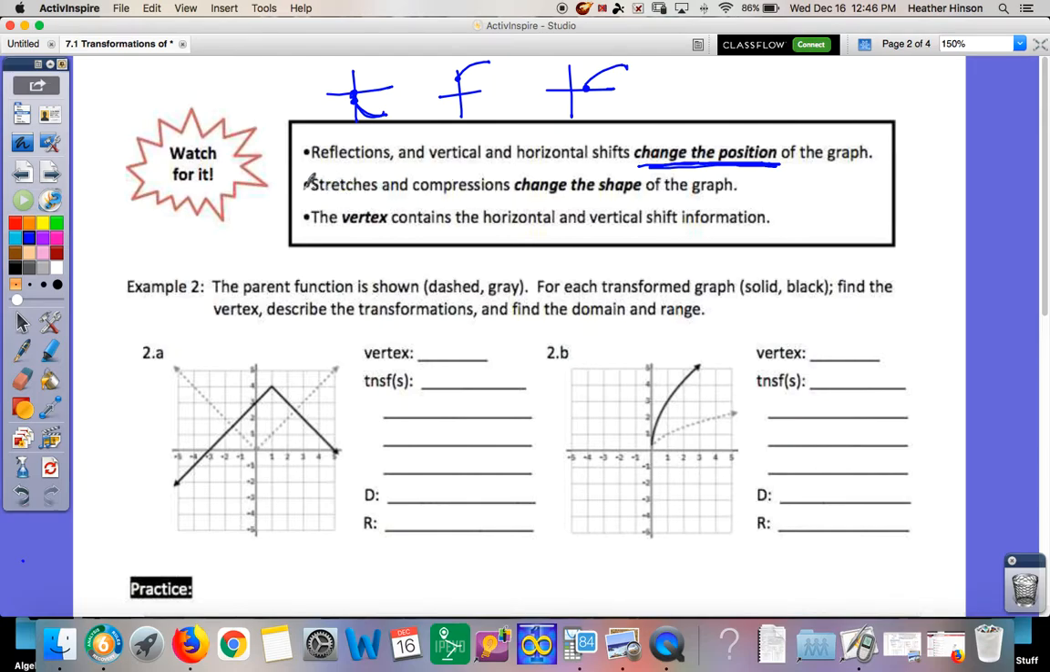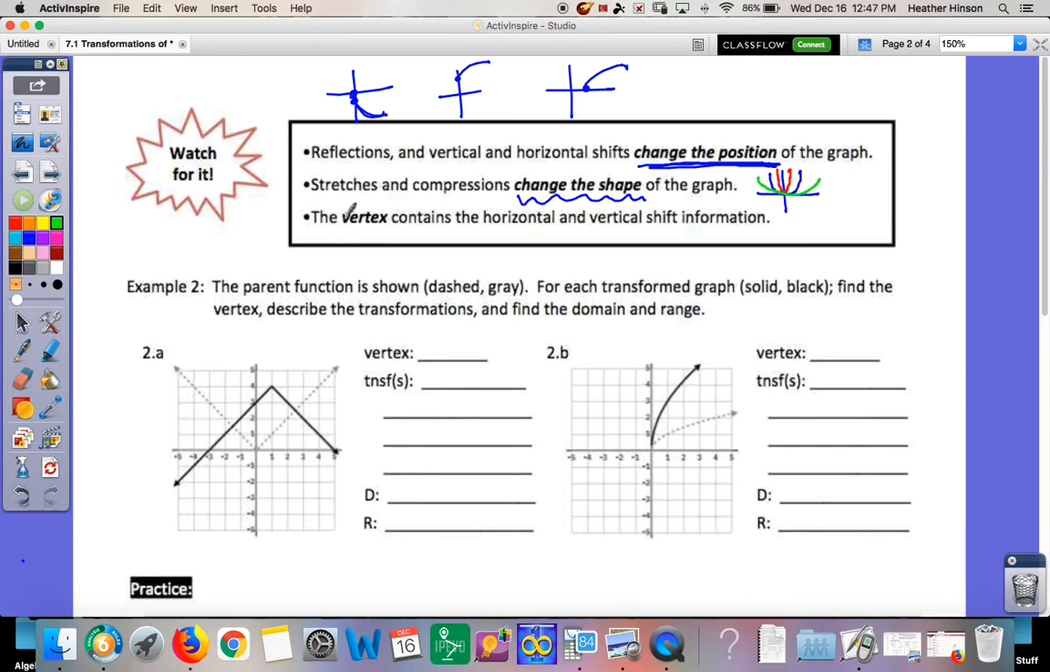That's going to change the position of your graph. Your stretch and compress are going to change the actual shape. So, like for a parabola, this would be your original. A stretch is going to make it thinner, like stretching a rubber band. A compress is going to make it wider. Like if you've ever seen those YouTube videos where they compress stuff and it smushes outward, that's what a compress is. It's smushing it outward.